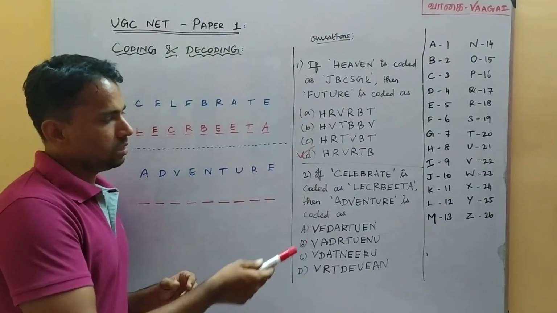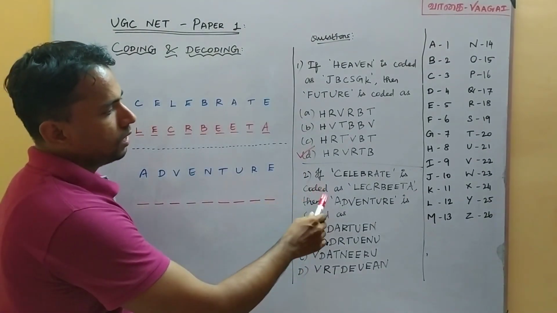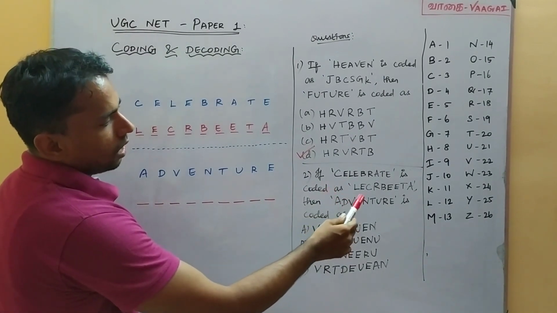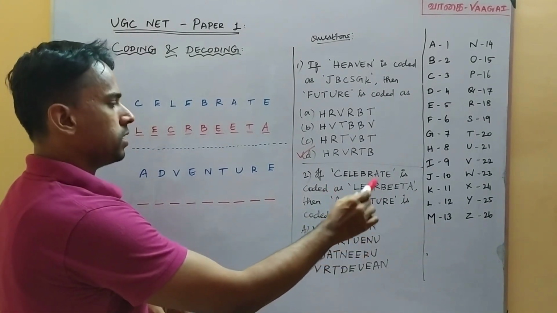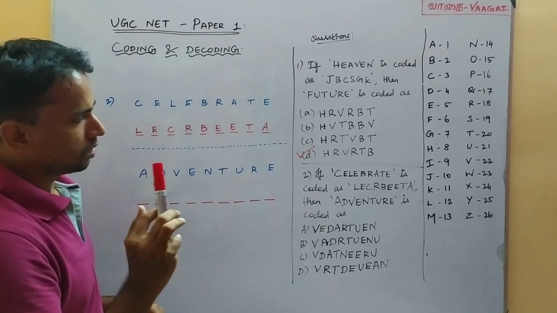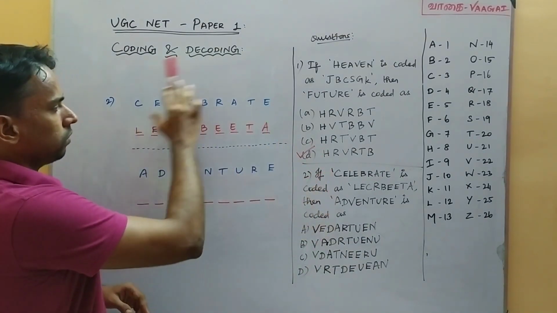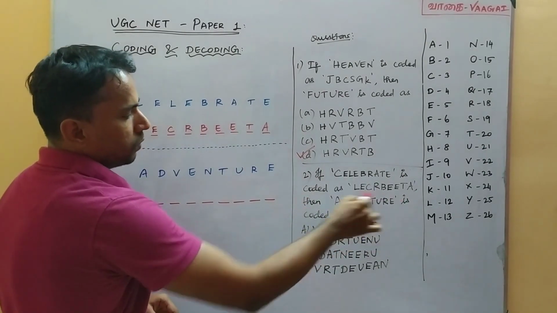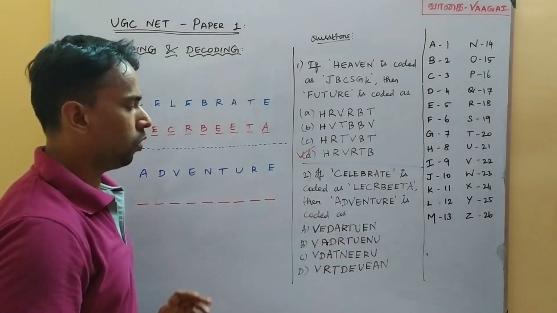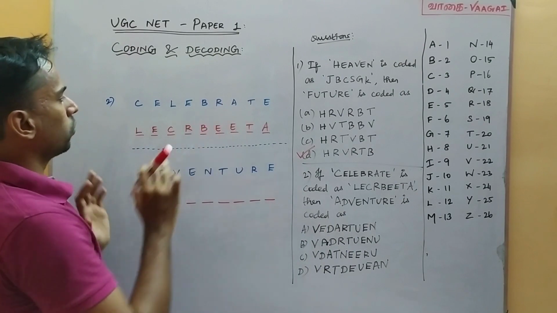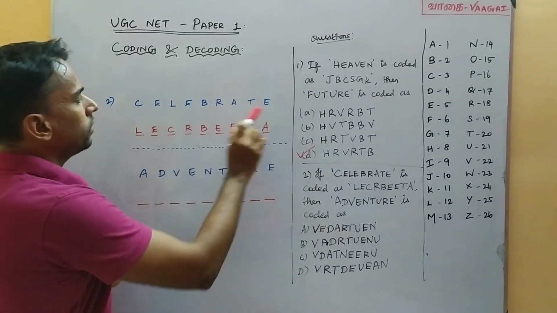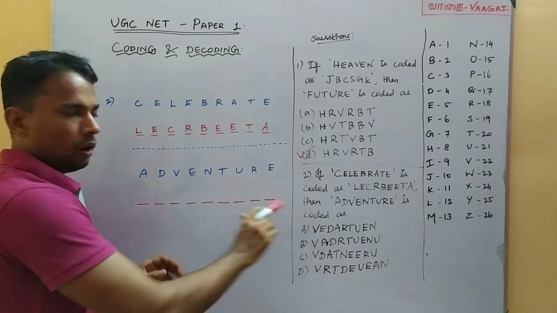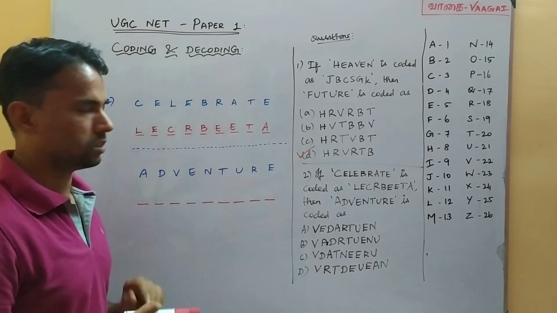To the second question, if the word celebrate is coded as LECRBEETA, this is what is given there. So I've copied the same thing here, and then the word adventure will be coded as what? Again we have options. So I've taken down here, if the word celebrate is coded like this, adventure will be coded as what? We have empty slots to fill the answer.